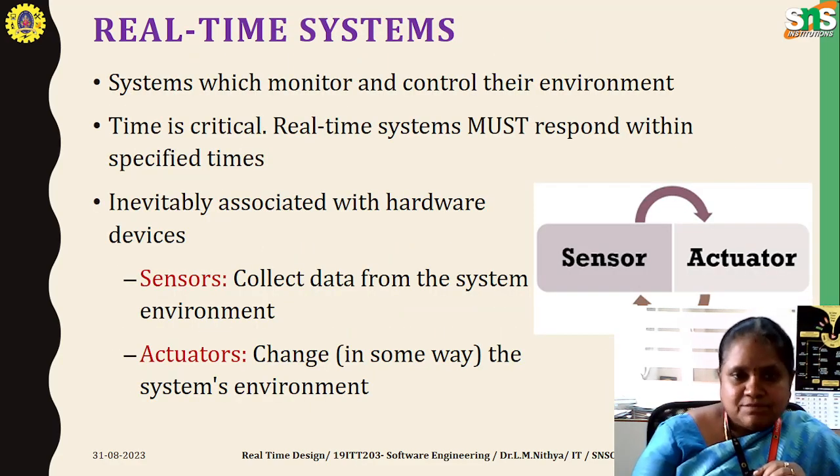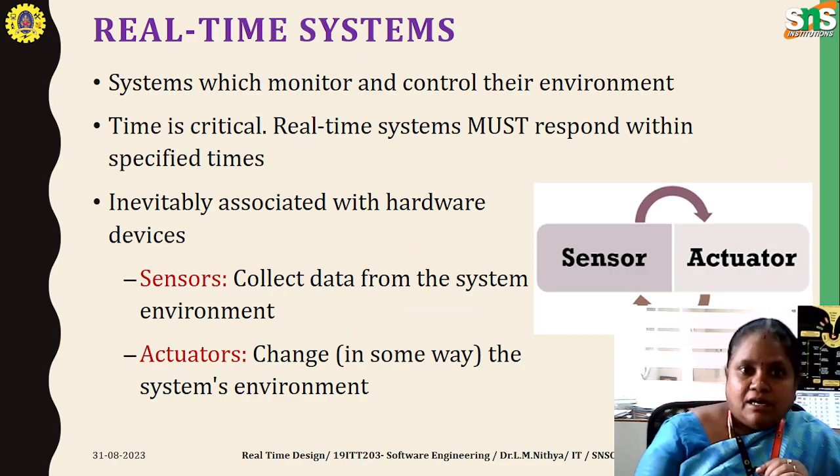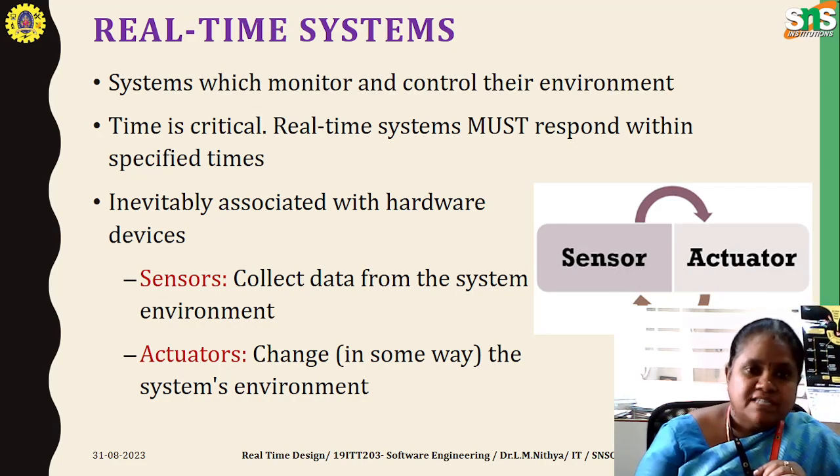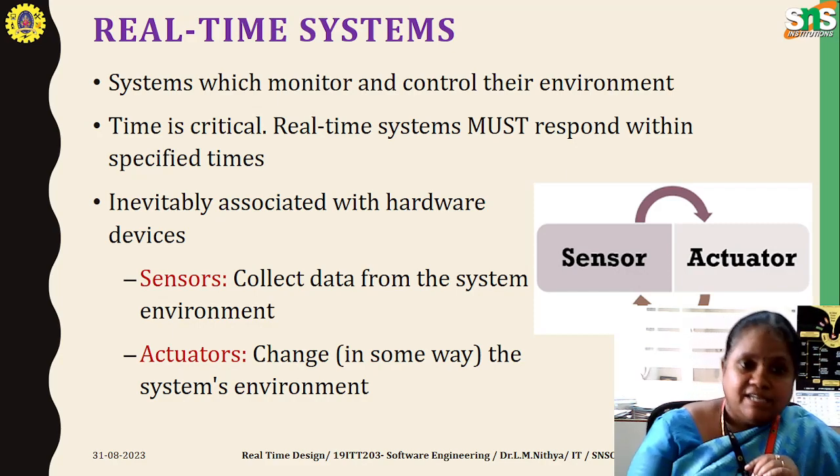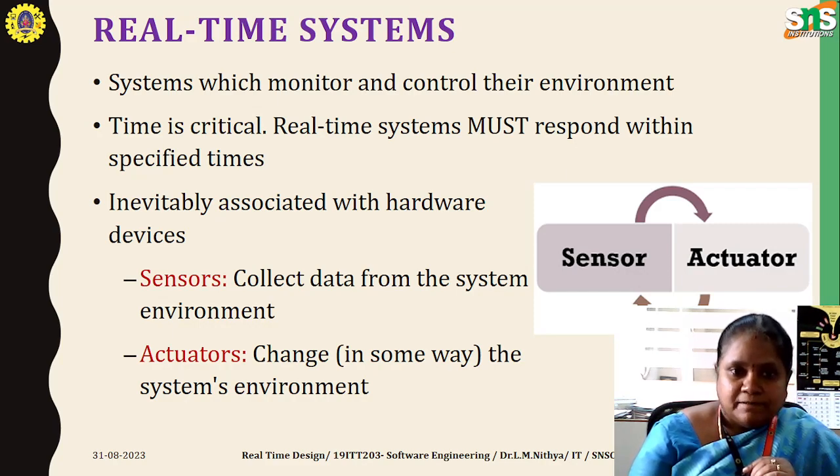Real-time systems monitor and control the environment. Monitoring is nothing but just seeing what is happening around it. Controlling is taking actions according to the monitoring input. In real-time systems, time is very, very critical. Real-time systems must respond within the specified time. That is an inevitable and important factor here.